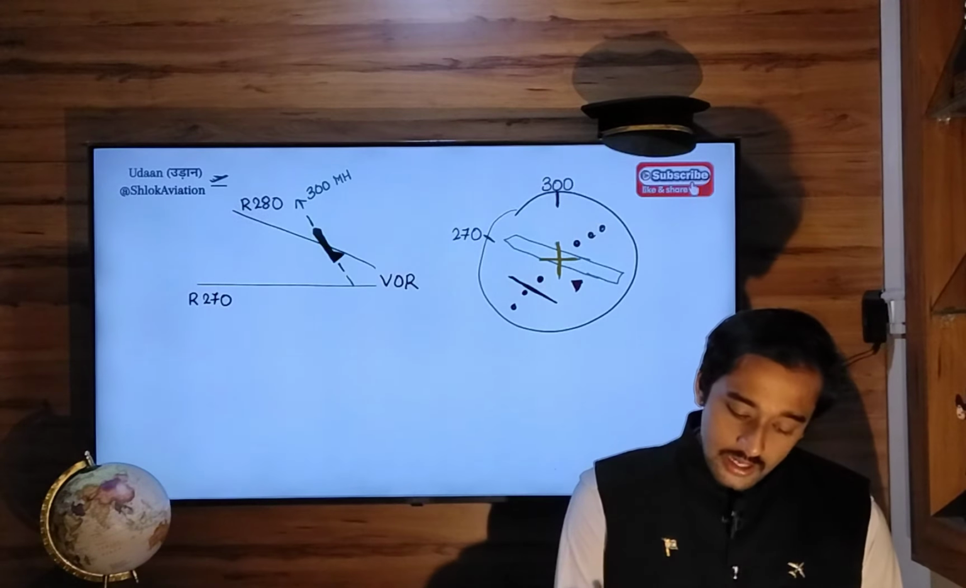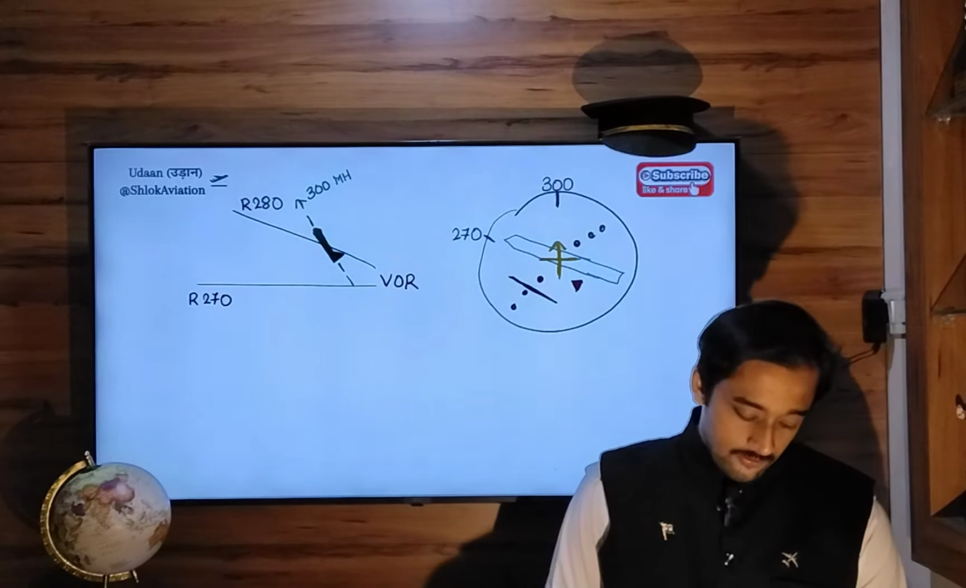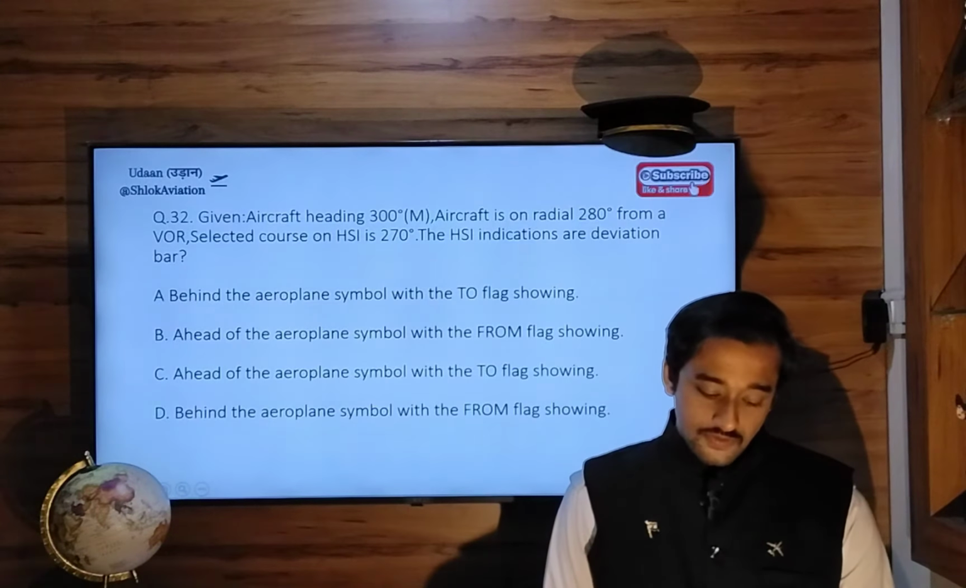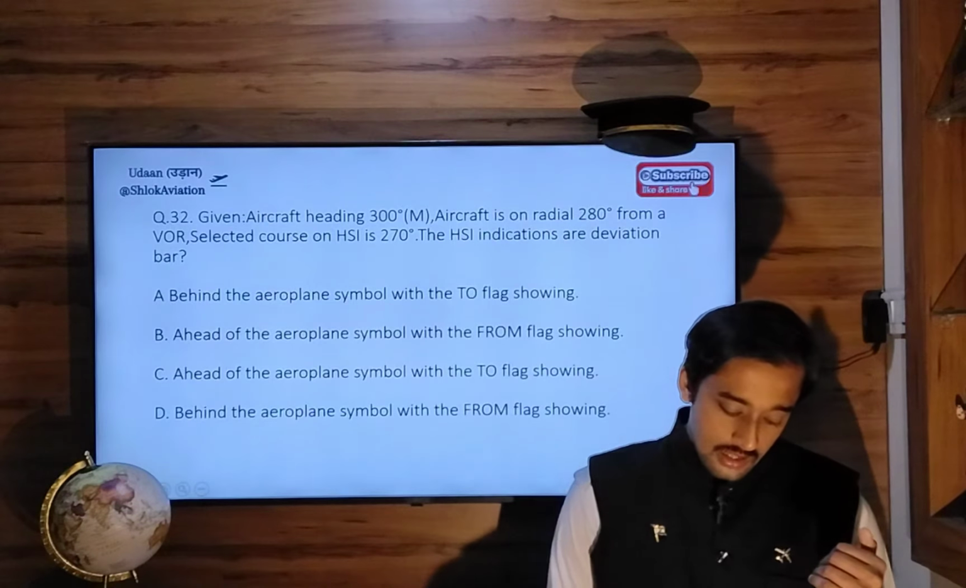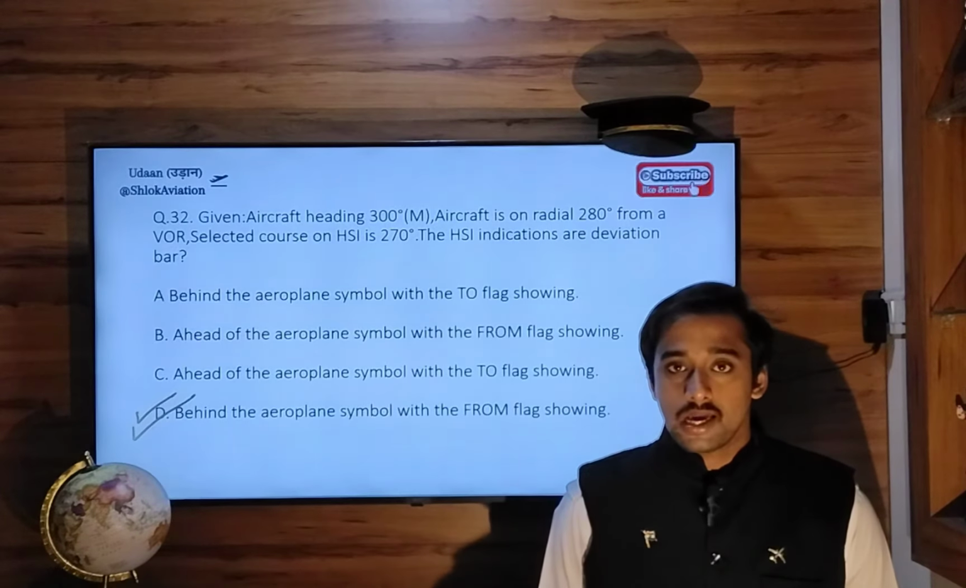Airplane is pointing up. Okay, this is from indication, CDI to the left. So the correct answer is behind the airplane symbol with a from indication. Delta.